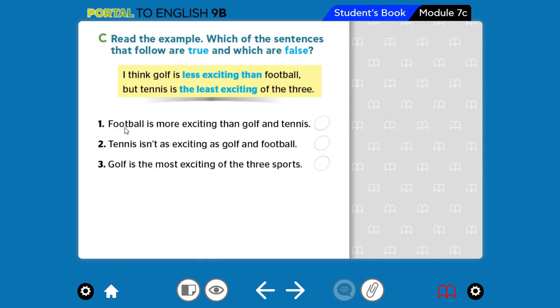So, number one, football is more exciting than golf and tennis. The answer is true. Tennis isn't as exciting as golf and football. Also, the answer is true. Golf is the most exciting of the three sports. Obviously, the answer is false.